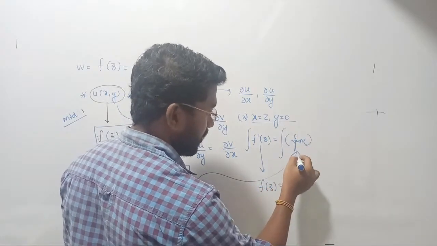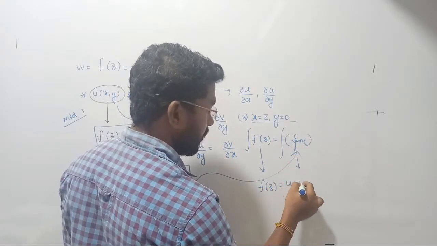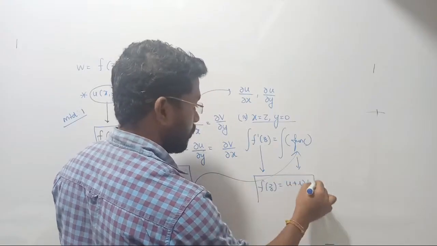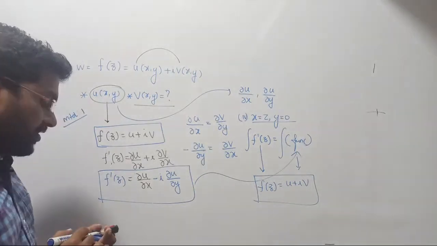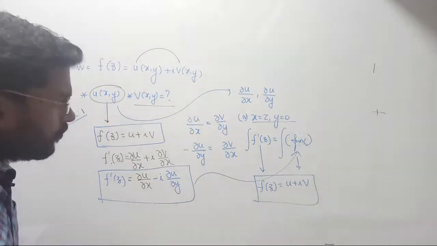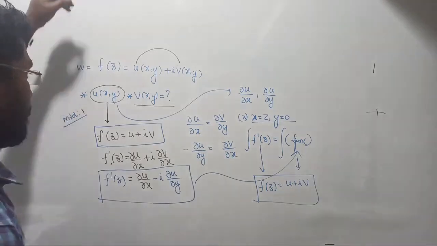After this integration is completed, you will get u plus iv. The real part will come, the imaginary part will also come. Automatically you can write the answer. Clear? So I hope things are very clear. While solving the problem you will come to know, first understand the procedure. Let me repeat once again.